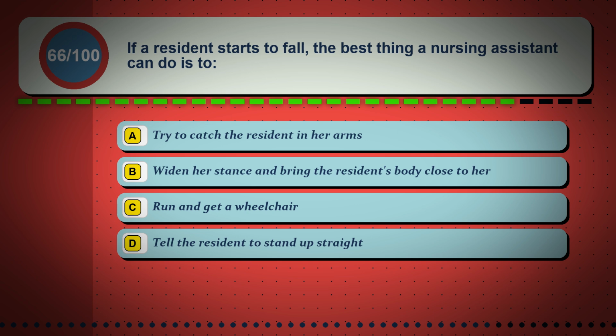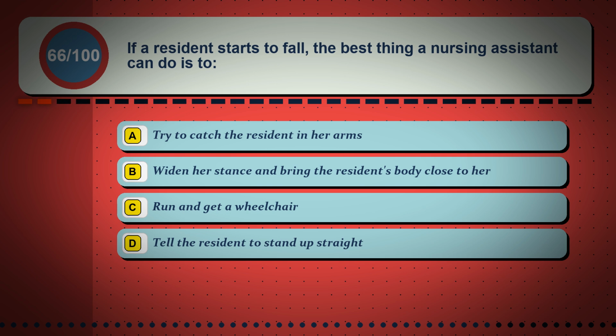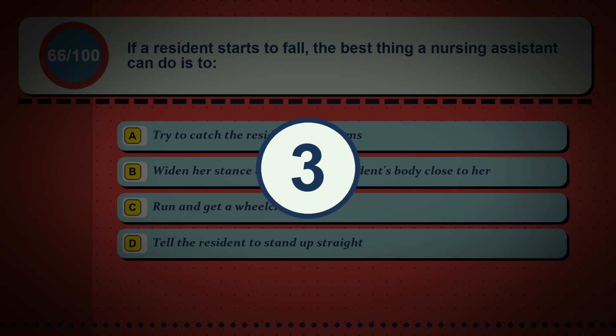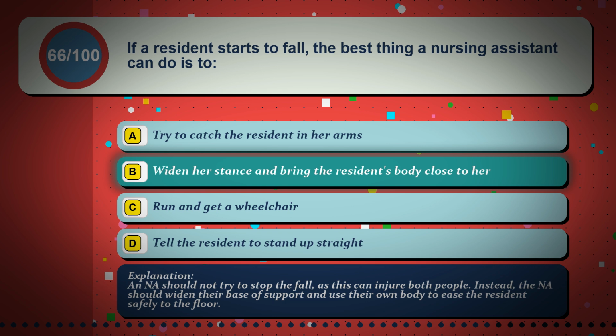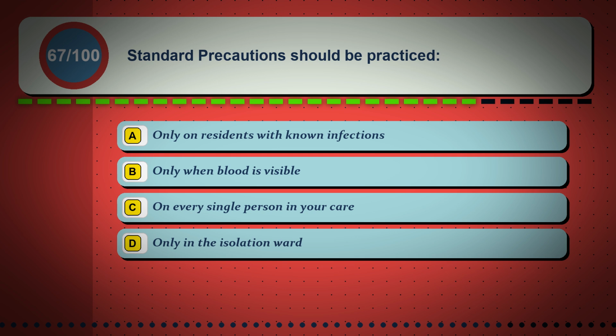Question 66. If a resident starts to fall, the best thing a nursing assistant can do is to option A, try to catch the resident in her arms. Option B, widen her stance and bring the resident's body close to her. Option C, run and get a wheelchair. Option D, tell the resident to stand up straight. The correct answer is option B, widen her stance and bring the resident's body close to her. An NA should not try to stop the fall, as this can injure both people. Instead, the NA should widen their base of support and use their own body to ease the resident safely to the floor.